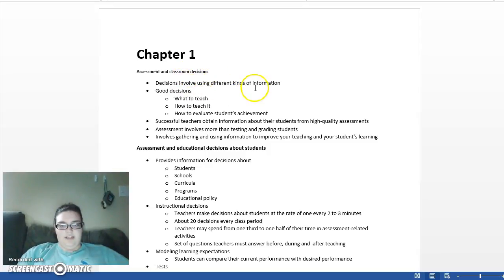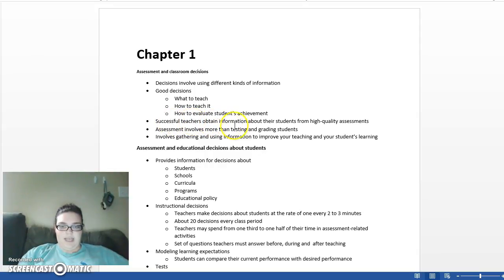Decisions involve using different kinds of information, so there are tons of different kinds of information that decisions are based off of. Some good decisions are what to teach, how to teach it, and how to evaluate students' achievement. There are different ways to evaluate the students' achievement. There are different ways to teach each lesson, and there are different ways to figure out what you want to teach. Which all pretty much go back to the state standards.